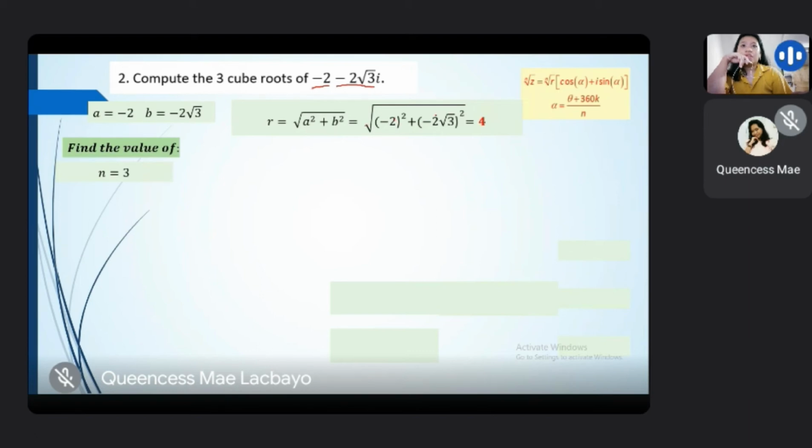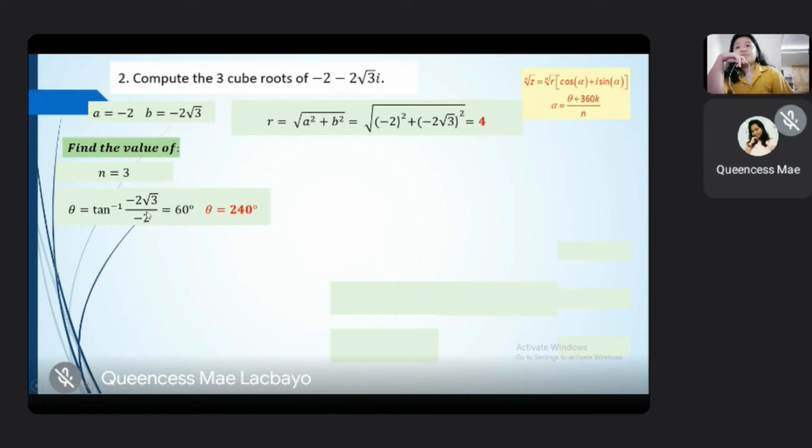So, the answer is 4. So, our r is 4. Let's get the theta. The formula for theta is arctan b over a. So, b here is negative 2 square root of 3, and a is negative 2.